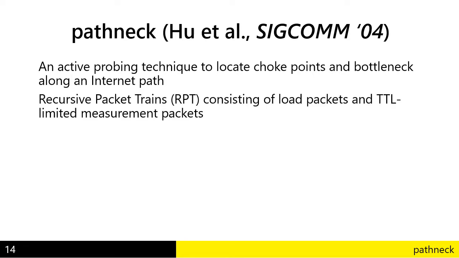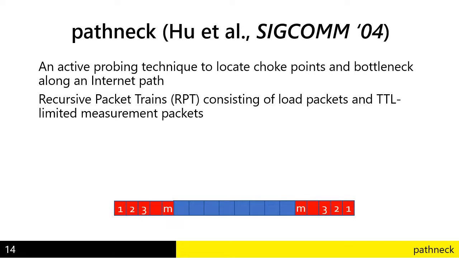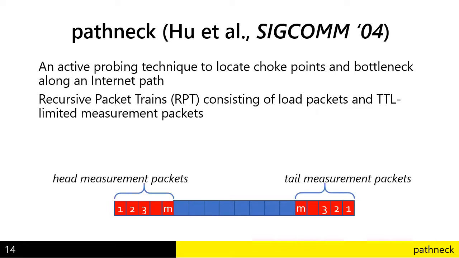The measurement traffic that it uses is called recursive packet trains. It consists of load packets and measurement packets. So this is what a recursive packet train looks like. It has measurement packets at the edge of the train. These measurement packets are very small and TTL limited, which means that as you go towards the edge of the train, the TTL is decreasing to 1. Enveloped by these measurement packets are the load packets, which are the large payload packets. And this whole train is sent into the network by the Pathneck program.